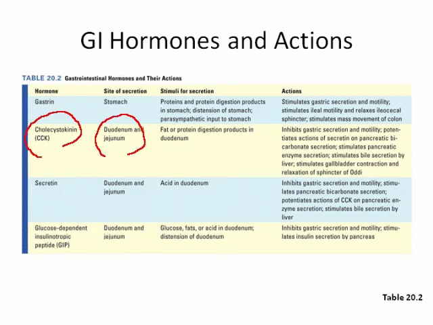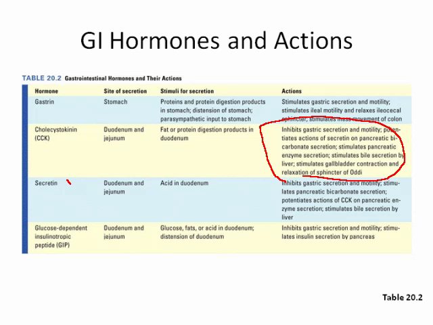Cholecystokinin is released by the duodenum and the jejunum, and it's stimulated by protein or fat digestion products in the duodenum. And its function is to inhibit gastric secretion and motility, potentiate the actions of secretin on pancreatic bicarbonate, secretin is what we'll talk about down here, stimulate pancreatic enzyme secretion, stimulate bile secretion by the liver, and stimulate gallbladder contraction and relaxation of the sphincter of Oddi. So cholecystokinin inhibits gastric function but stimulates function of the lower portion of the GI tract. And it's a way of coordinating the activity of the different segments of the GI tract.